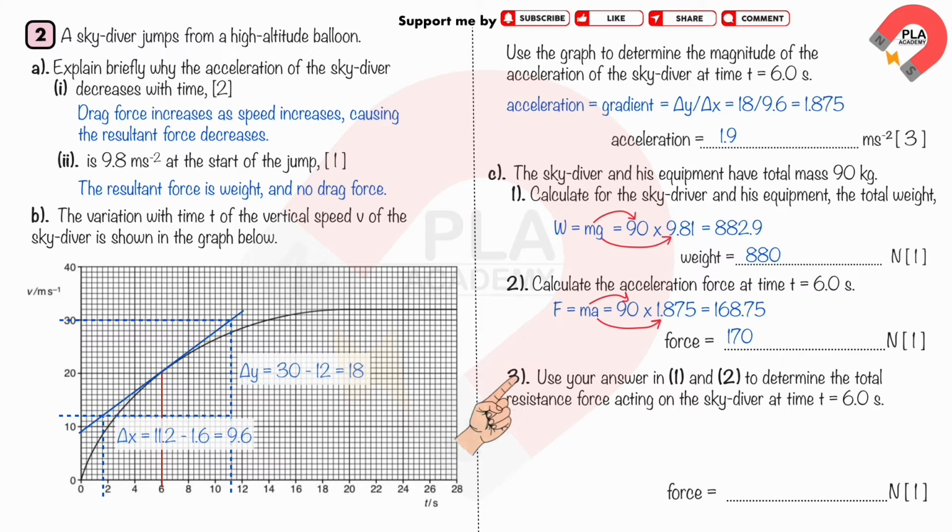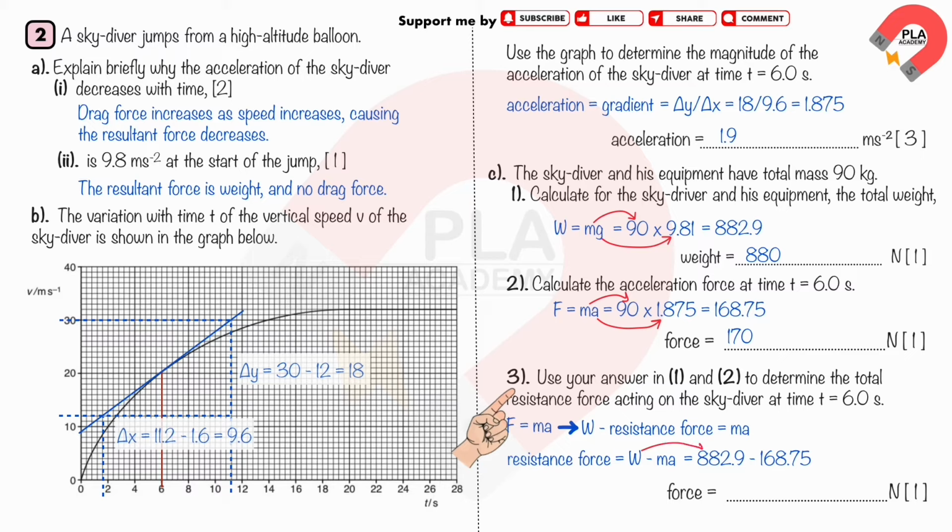3. Use your answers in 1 and 2 to determine the total resistance force acting on the skydiver at time t equals 6 seconds. We calculate the resistance force by the equation F equals ma. F is the resultant force, which is W minus resistance force equals ma. So, resistance force equals W minus ma. Substituting W equals 882.9 newtons and ma equals 168.75 newtons. We get the resistance force equals 710 newtons for two significant figures.